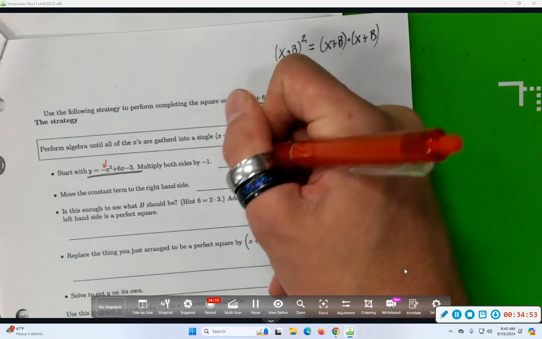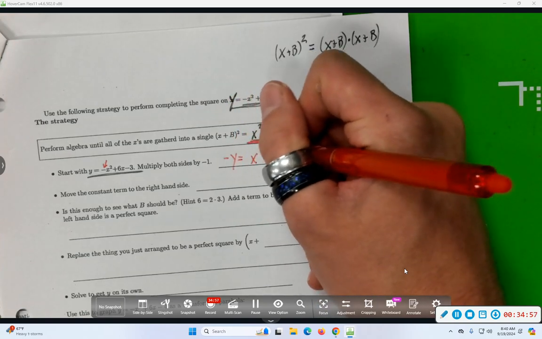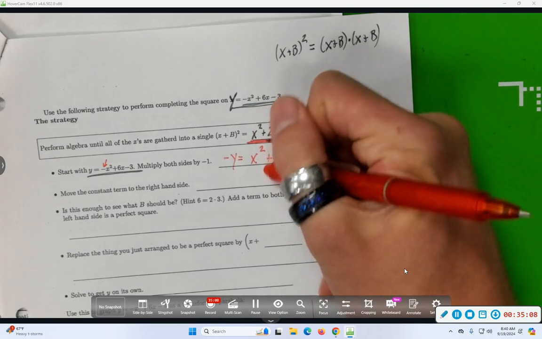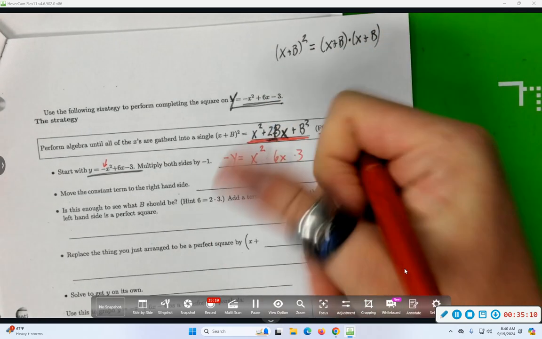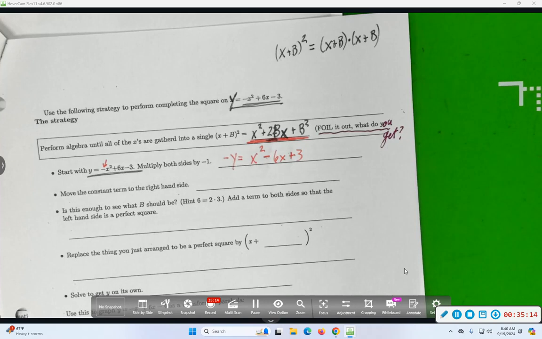Negative y equals, ooh, I'm going to do something wrong and you'll tell me what I did. X squared plus 6x minus 3. Yeah, what did I do wrong? It should be x squared minus 6x plus 3. Nice. Right, you need to multiply everything on both sides by -1. Cool. All right, so that's nice.